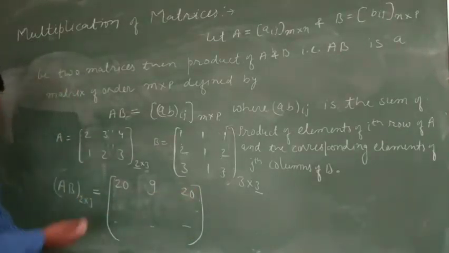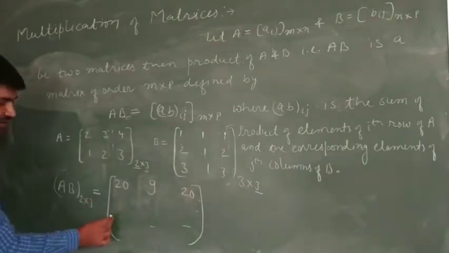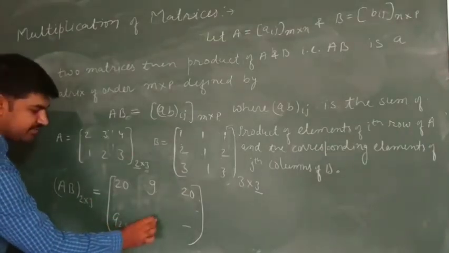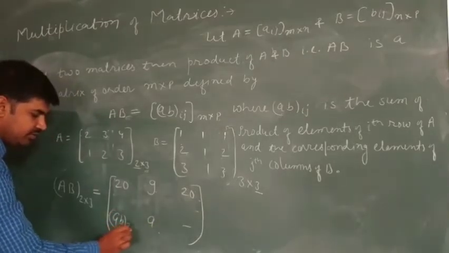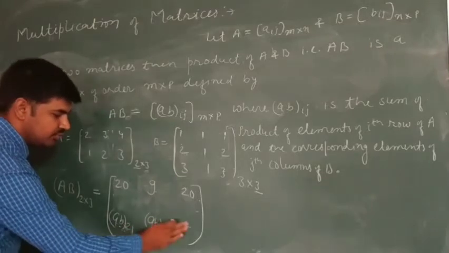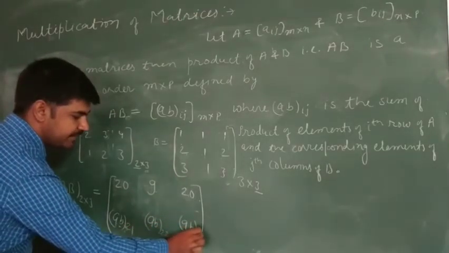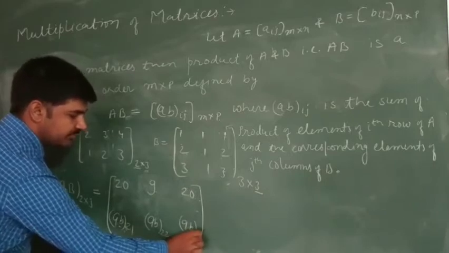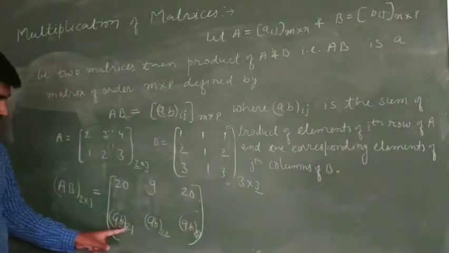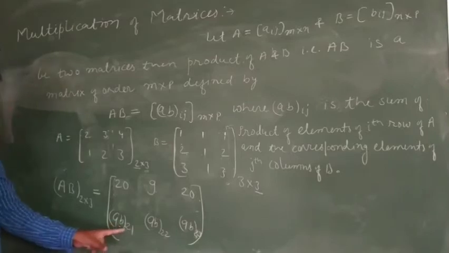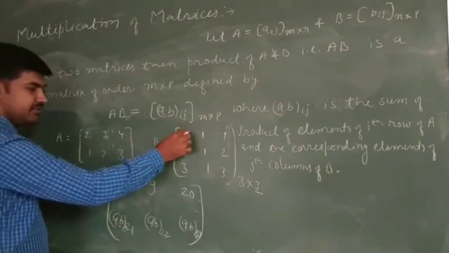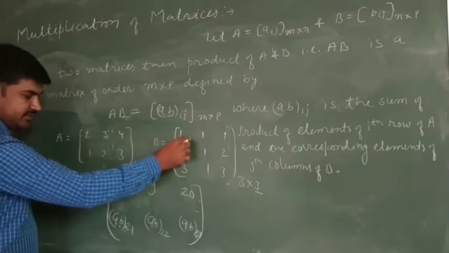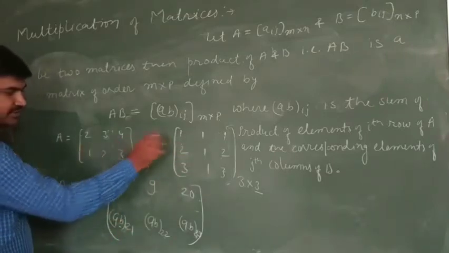Now I hope you can do it ahead. See, this is element number A21, this is element number A22, or AB21 if you are writing by AB, AB22, and this is AB23. Okay, so to get this element, we'll be taking the second row of A and the first column of B. So the second row of A will be multiplied by the corresponding elements of the first column of B.